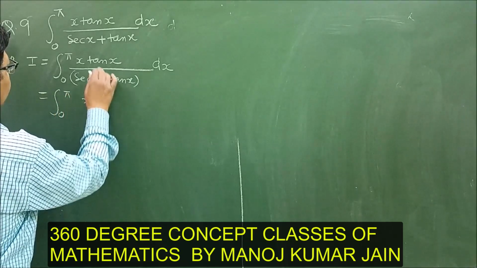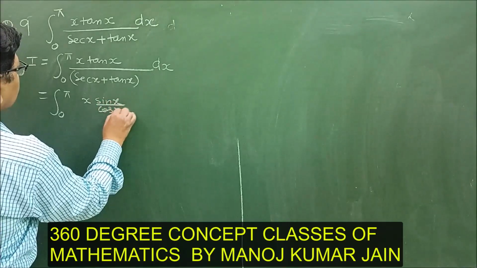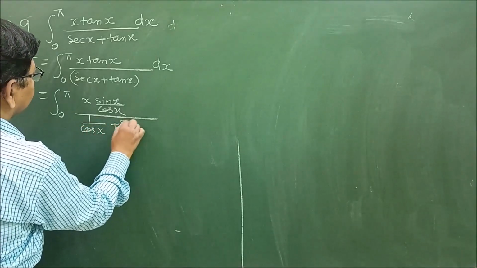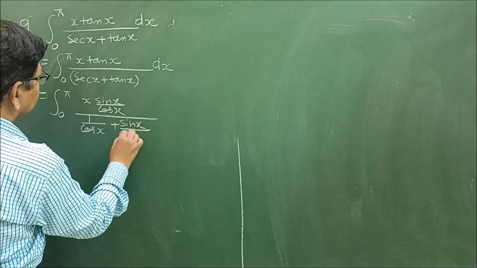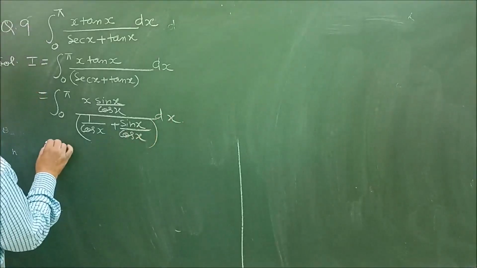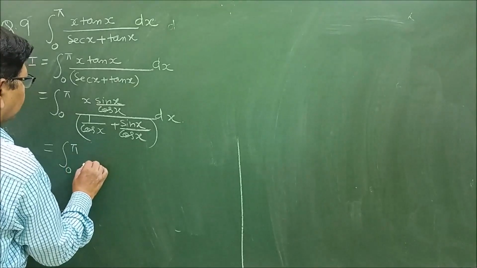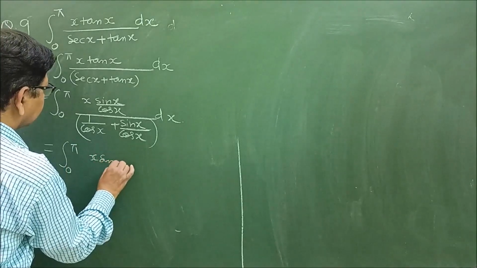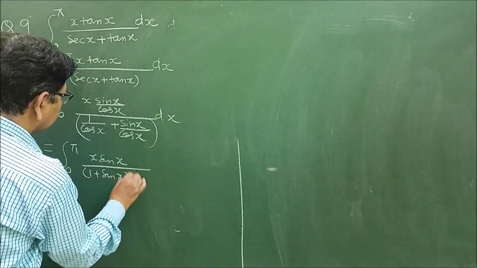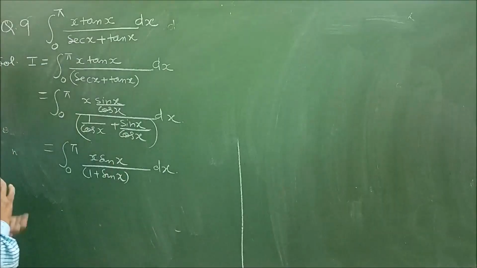0 to pi x, tan x is equal to sin upon cos, upon 1 upon cos plus sin upon cos, dx. So this definite integral reduces to 0 to pi x sin x upon 1 plus sin x dx. This cos x gets cancelled.